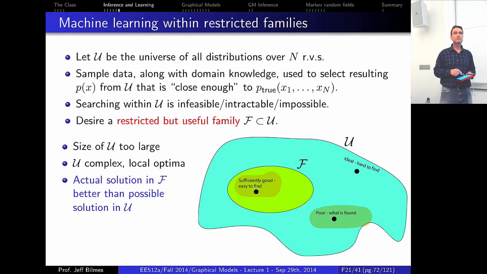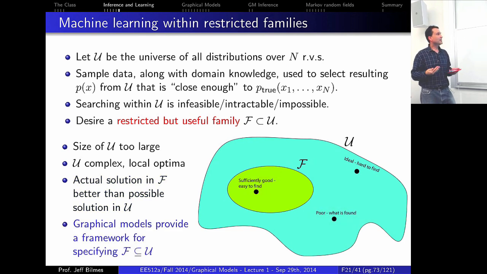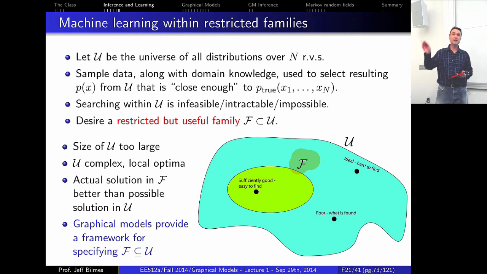Okay, so how is this possible? So it turns out that graphical models, what is a graphical model? This is the definition of a graphical model. A graphical model is essentially a way of providing for the specification of F, of script F. So a graphical model is a way of restricting the set of distributions in some nice, clean, mathematical, often exact, but if not exact, sometimes tractable to approximate way, such that one can find a good solution within F, and oftentimes the solution within F is better than the solution within U.